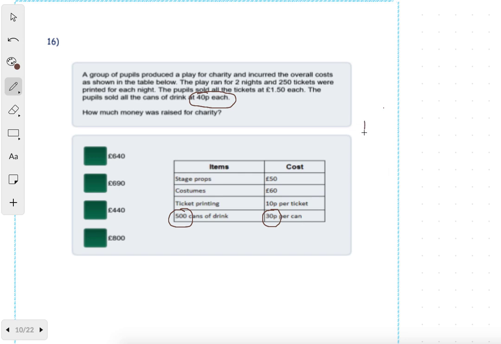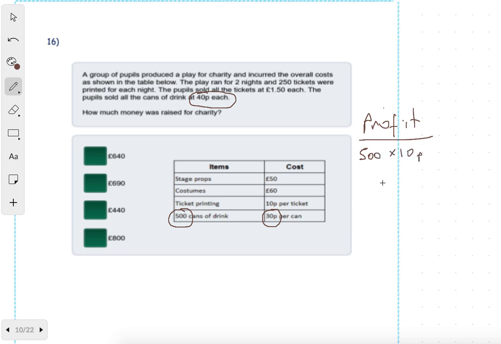The easiest way to do this is to look at purely the profit. If you bought cans of drink at 30 pence and let's say you sold them for 30 pence, then the profit would be 0. You don't need to do loads of calculations. The profit would just be 0. So what you do is you look at how much extra you're selling the cans for. In this particular question, you're selling them for 10 pence each profit. So you just do 500 cans times 10 pence.